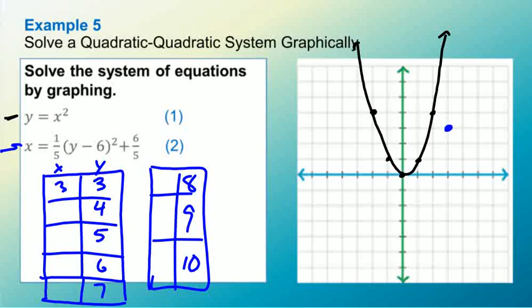So I have a point here. Let's put a 4 in there. So 4 minus 6 is -2. -2 squared is 4. 4 divided by 5 is 4/5. 4/5 plus 6/5 gives us 2. So I now have a point at 4, 2.